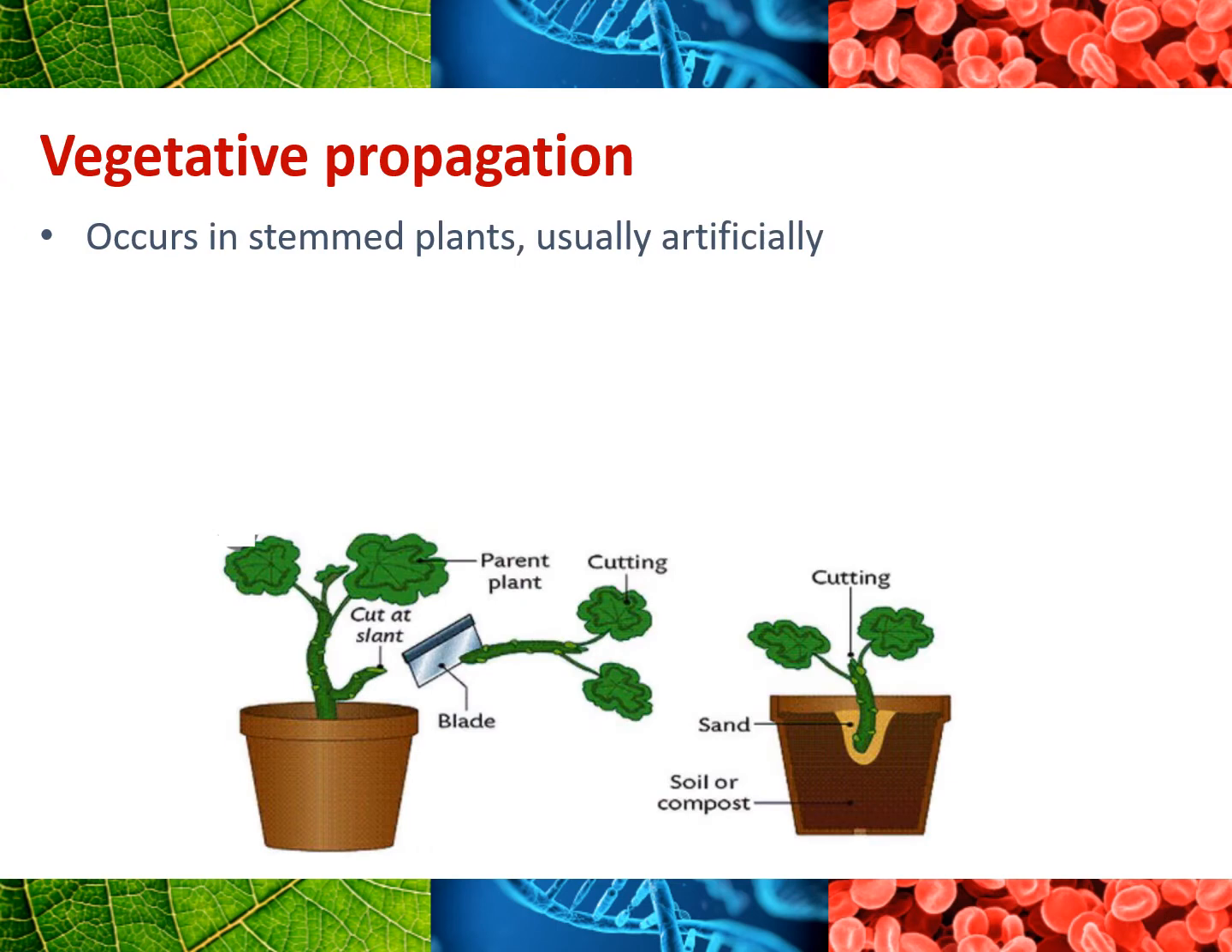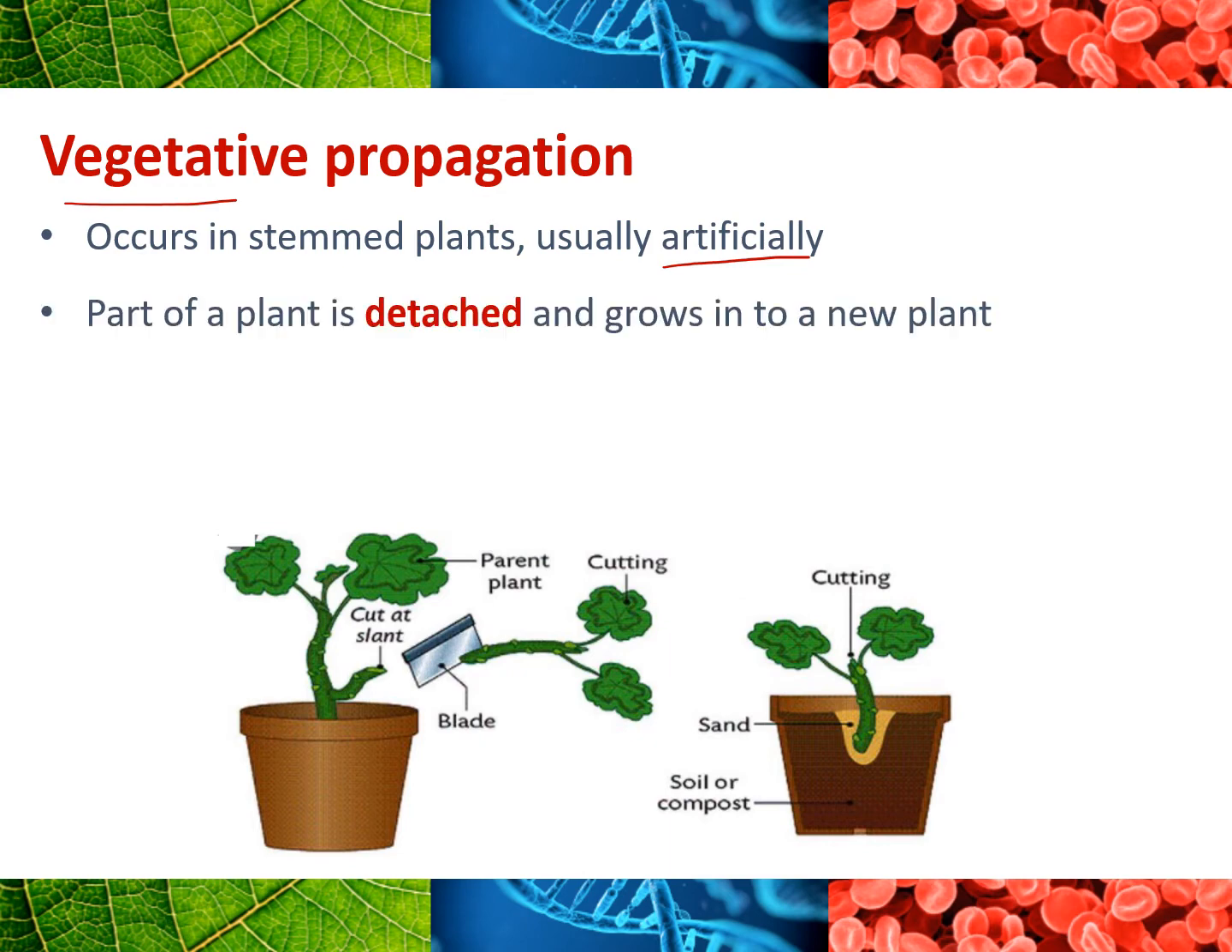Another type is called vegetative propagation. Okay, this only happens in plants and it's usually something that's done artificially. And when we look through the process, you'll understand why. But basically, part of a plant is detached. Like here, we've got this stem that has been cut. It's usually cut on an angle just to help it grow again. So this bit gets removed and then it grows into a new plant if it's put into the right conditions.